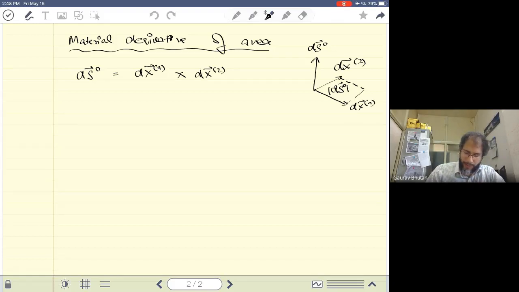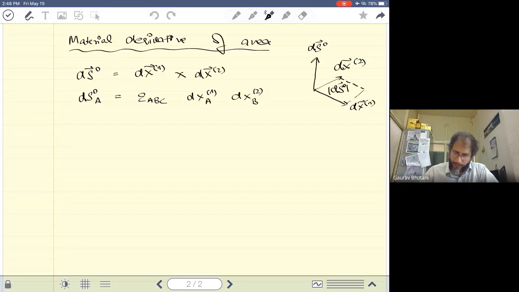Using index notation, we can write this as ds naught with a capital index, and this is epsilon ABC. Sorry, I think I've made a mistake here. It should be B and C. Right. So that's the cross product written in index notation.